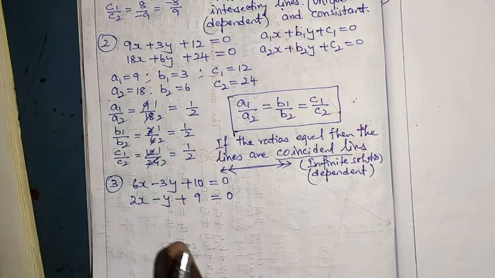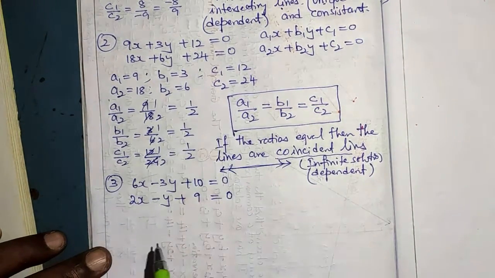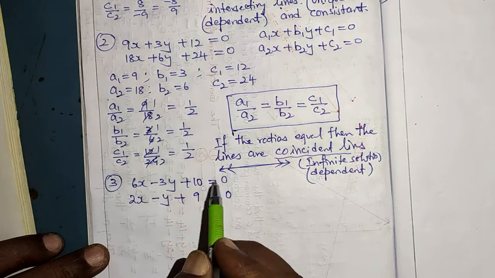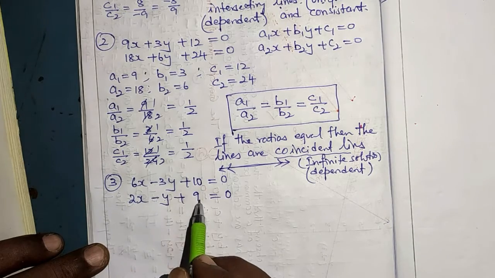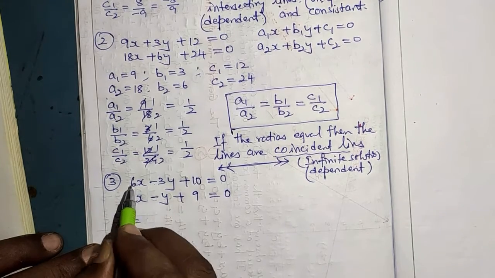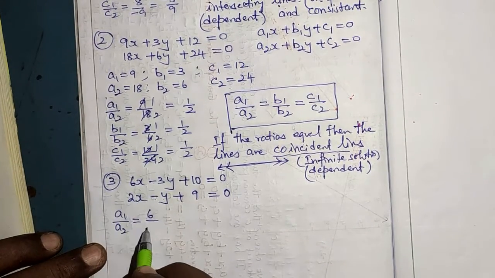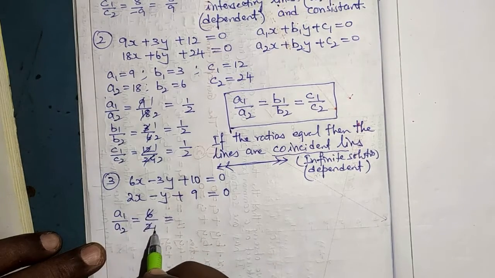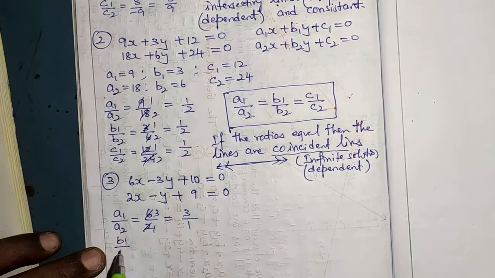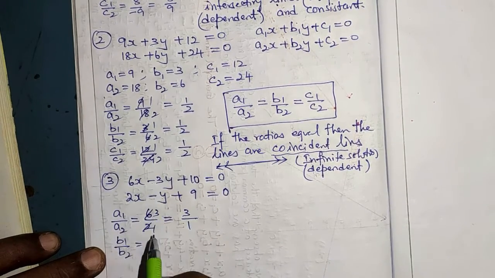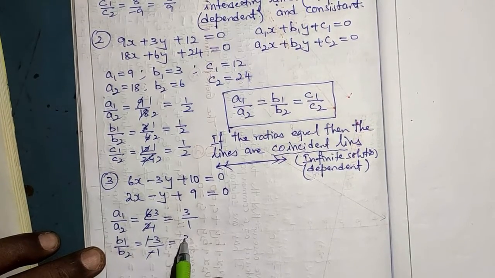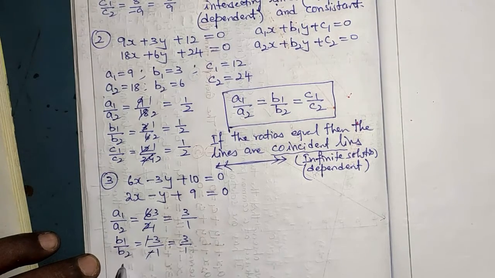Now you see, I will try to solve this one in a short method. Now we know the general form is what? a1x plus b1y plus c1 is equal to 0, a2x plus b2y plus c2 is equal to 0. I will write it directly. a1 by a2. What is a1? 6. What is a2? 2. So what is this value? 3 by 1. Now b1 by b2, directly I am writing. What is the value of b1? Minus 3. What is the value of b2? Minus 1. Minus cancels. Again it is how much? 3 by 1.